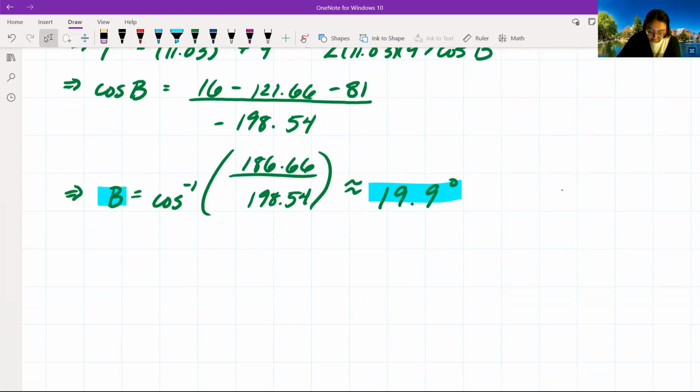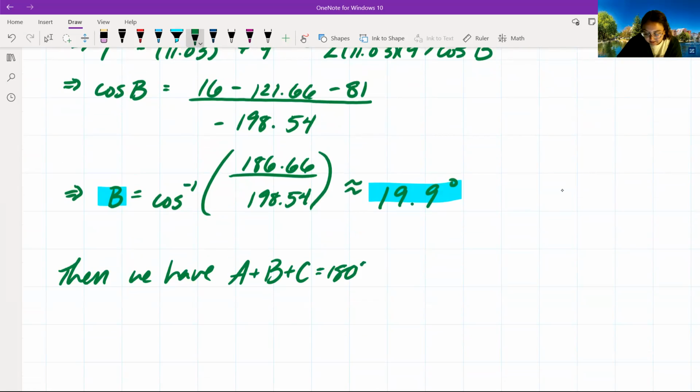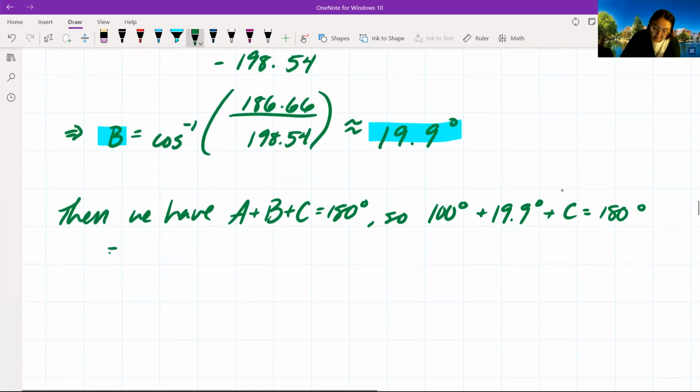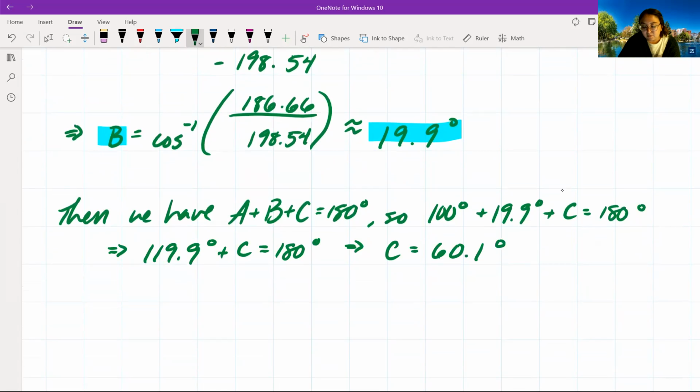So lastly, A plus B plus C is equal to 180 degrees. So we have 100 degrees plus 19.9 degrees plus angle C is equal to 180 degrees, which simplifies down to 119.9 degrees plus C is equal to 180 degrees, which finally gives us that C is going to be equal to 60.1 degrees.